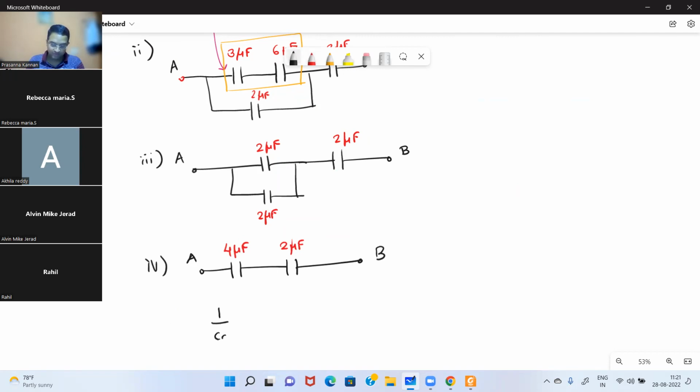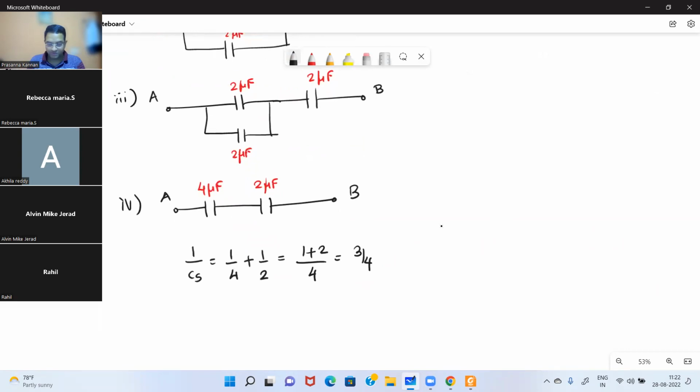So your 1 by CS will be equal to 1 by 4 plus 1 by 2. So it's 1 plus 2 divided by 4 after taking LCM. 3 by 4. You should not forget to take the reciprocal. So the capacitance is 4 by 3 microfarad.